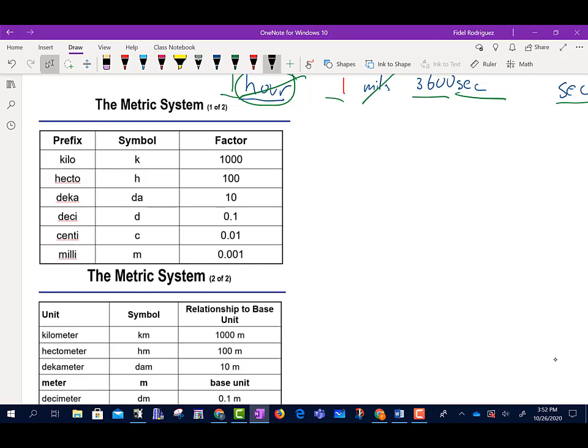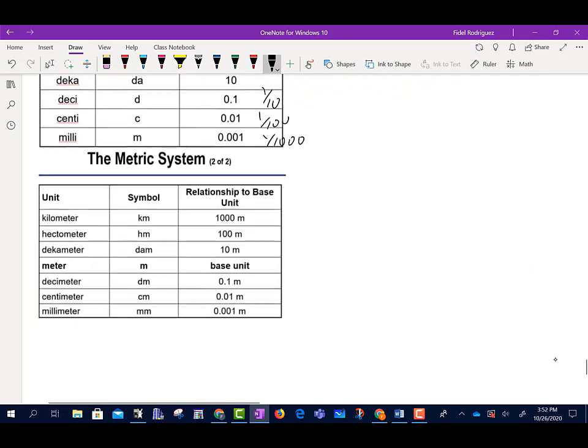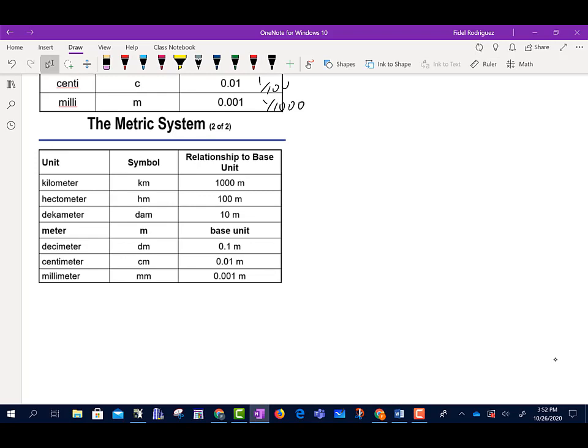So to give you an idea, what is 0.1? This is 1/10. This is 1 over 100, and this is 1 over 1,000. Okay, here's just kind of an example. A kilometer means 1,000 meters. A hectometer means 100 meters. A decameter means 10 meters. Meter would be my base unit. A decimeter is 1/10 of a meter. A centimeter is 1/100th of a meter, and a millimeter is 1/1000th of a meter.